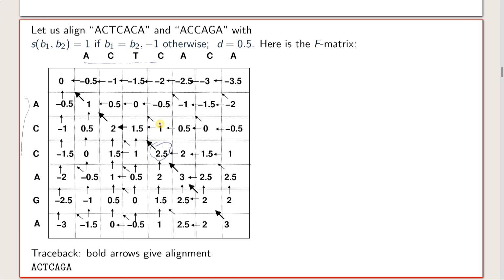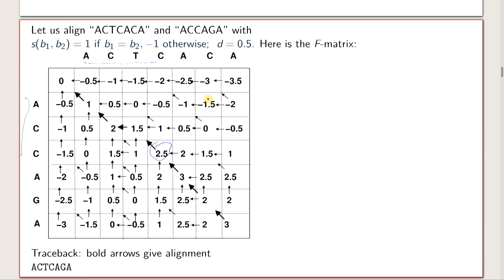You could also have got it by taking the best alignment of AC and ACTC and inserting a gap in the second sequence. So this would be 1 minus half, so it would be half. Similarly, you could get it from here and insert a gap in the other sequence, and that would be again 1 minus half, which is half. You compare those 3 numbers, 2.5 is greater than half. So you put in the largest number you get and an arrow to the cell you got it from.